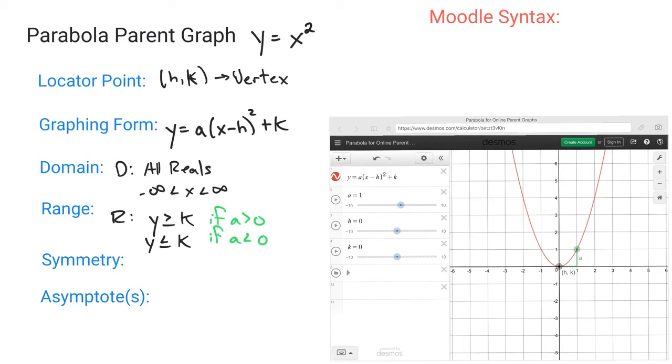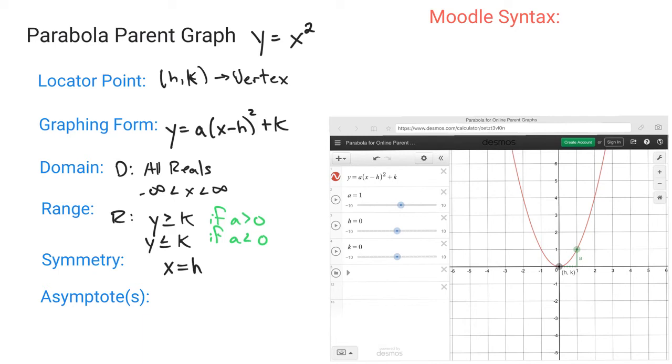Now, a parabola does have a line of symmetry. That line of symmetry is going to be right through this vertex, because what happens on the left side of this point also happens on the right. And so the line of symmetry, we want to write as a line. That is going to be an x value because it's a vertical line. So it's always going to be wherever x equals h is.